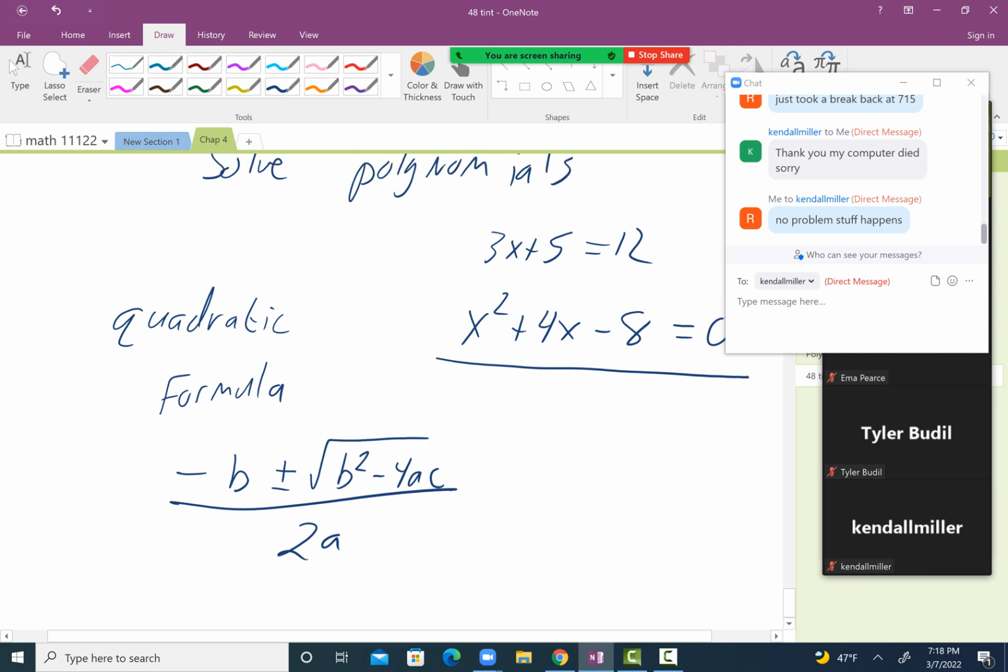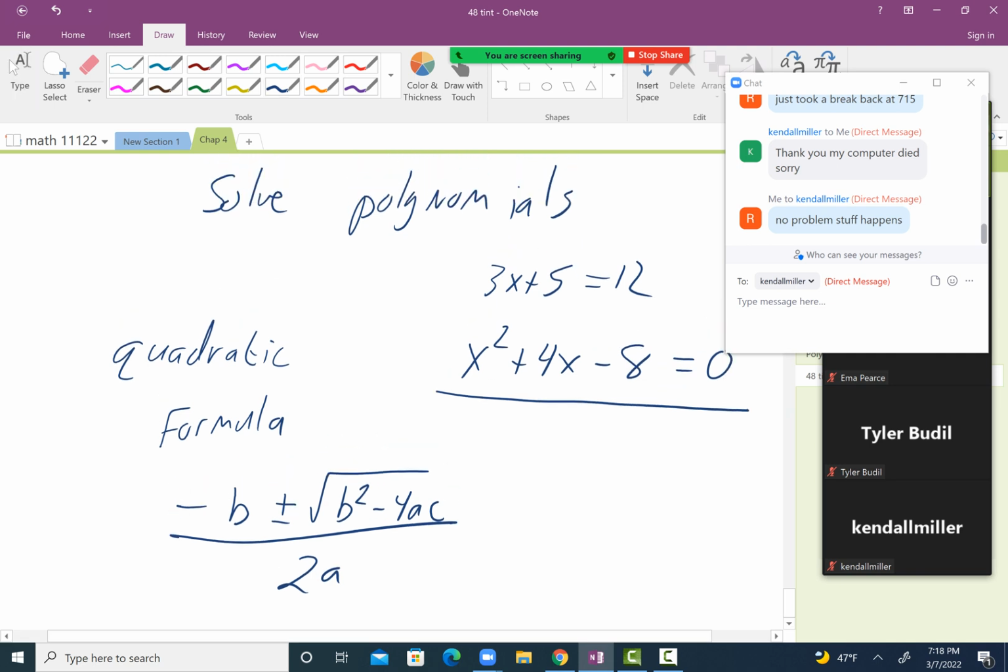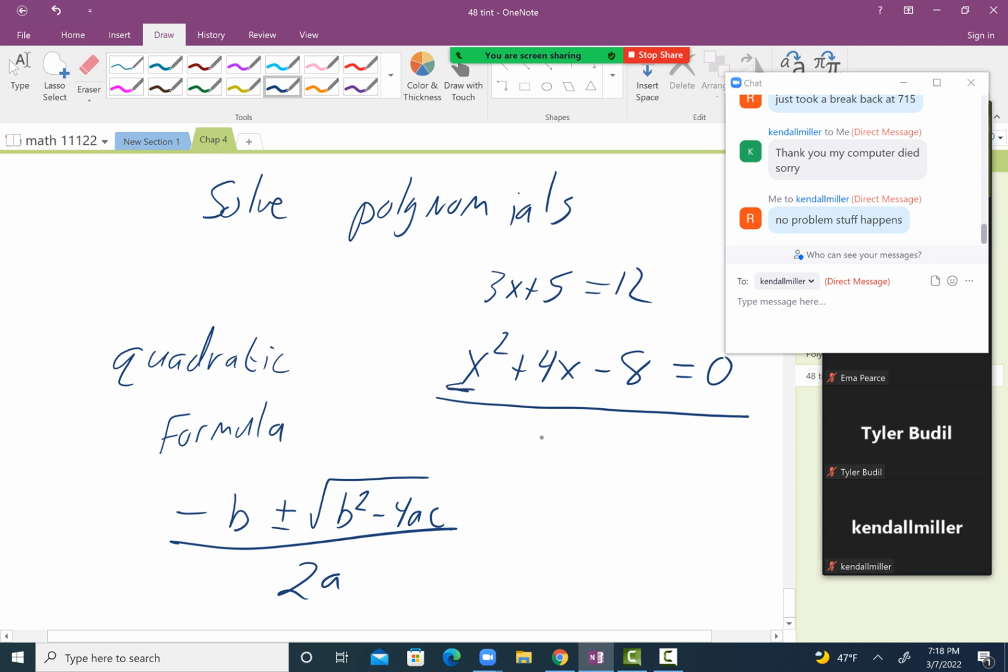All right, so in the quadratic formula, a is always the first term here, so a would be 1 because we have one x squared. B is there, so b is 4. And c is here, c is negative 8. Okay, a, b, c. So it's the numbers out in front, or just the numbers.